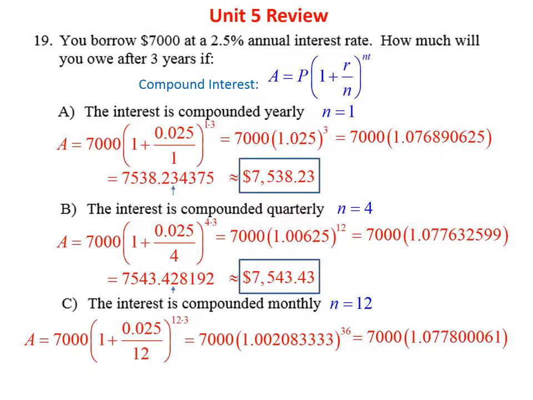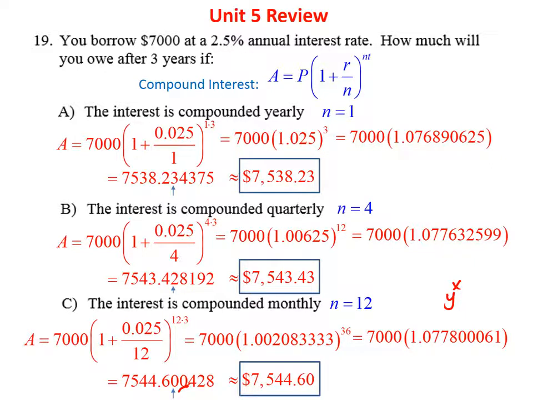And once again, this is our y to the x button. And now we multiply that times 7,000 and round off. Notice there's a 0 next there, so we're not going to have to round up. So our answer is $7,544.60. And you notice that this is bigger than this, which is bigger than this. So the more times you compound the interest, it benefits the bank who's doing it because they're going to make a little more money.